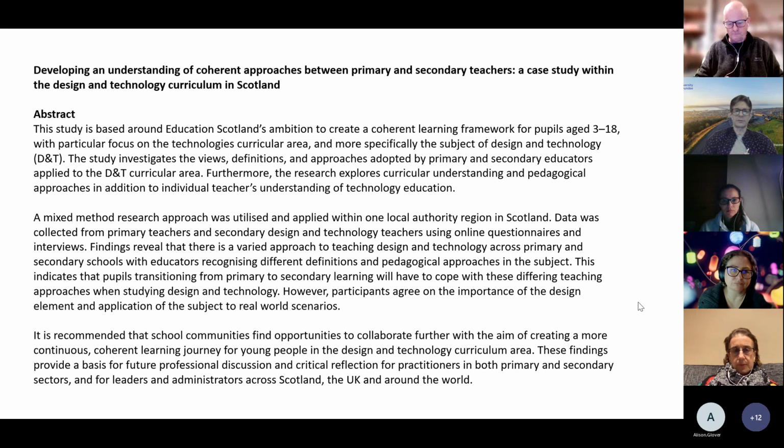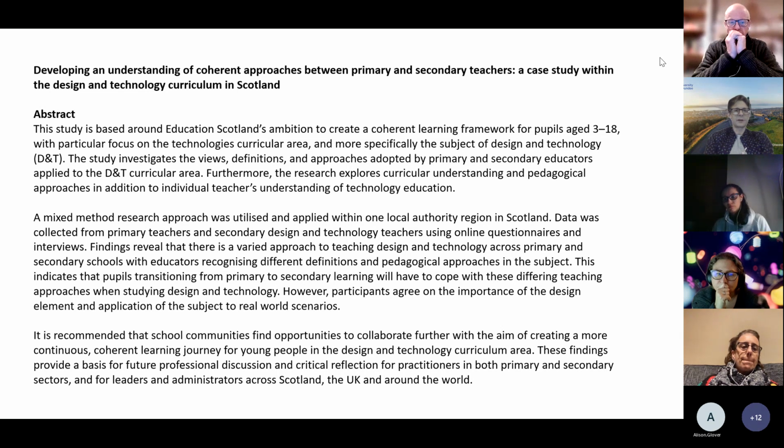So she carried out a mixed methods approach, where there was a questionnaire followed up with some in-depth interviews with primary teachers and secondary teachers to try and identify how coherent this experience was and find out similarities and understanding and differences. The findings weren't particularly groundbreaking. As you can imagine, the secondary specialists had a much greater understanding of the curriculum, of particular areas, and some of the primary school teachers really struggled with it.